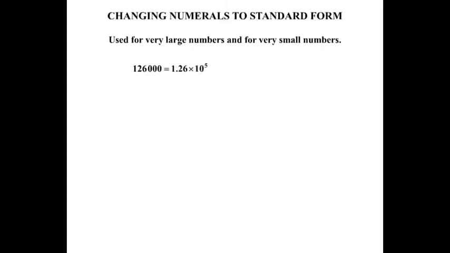Now in this lesson we're looking at changing numerals to standard form. Now standard form is used for very large numbers and for very small numbers. So for example, this large number, 126,000, in standard form will be written as 1.26 times 10 to the 5. And a very small number like this one can be rewritten as 5 times 10 to the minus 6.